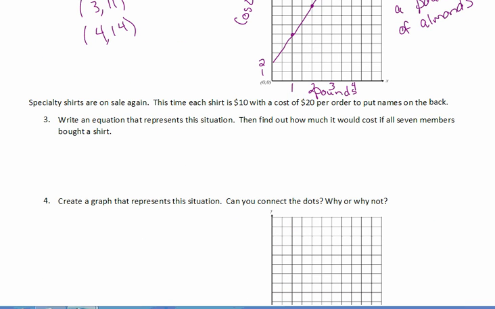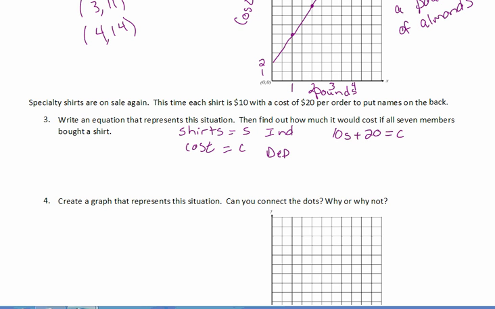Moving on to this next one. Specialty shirts are on sale again. This time each shirt is $10 with the cost of $20 per order to put names on the back. We're supposed to write an equation that represents this situation. Again, two things that we're dealing with are shirts and total cost, S and C. Cost still depends on those shirts. So review a vocab from last time. There's our independent and our dependent. They do want us to write an equation on this. So looks like it's $10 per shirt plus $20 for the order is going to give me the cost.